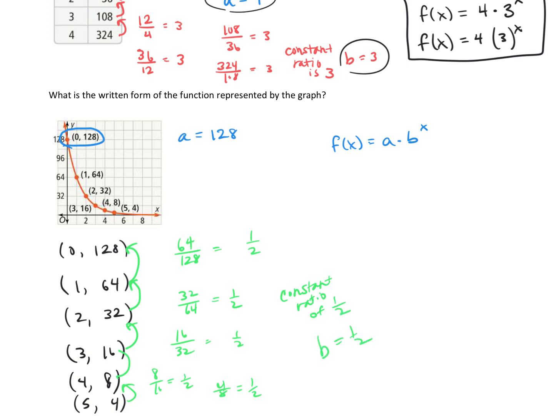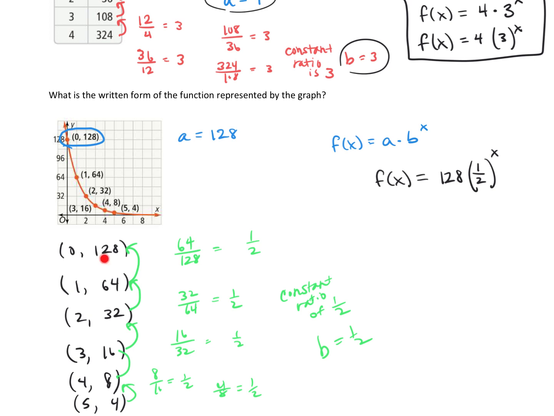So we can come back, write our function, f of x equals, our initial amount a is 128. Now if your b value is a fraction, I do prefer that in parentheses, so times 1/2 raised to the x power. One thing I want to point out with this, and then we'll be done with this one. Do you notice how this curve, as we move along the x-axis, is actually going down? The last one we saw, it was going up like this, but this one is going down. So the reason that is decreasing is because our constant ratio is less than 1.